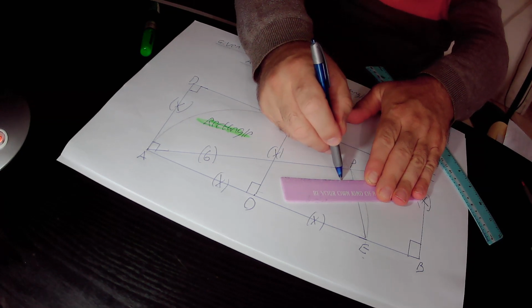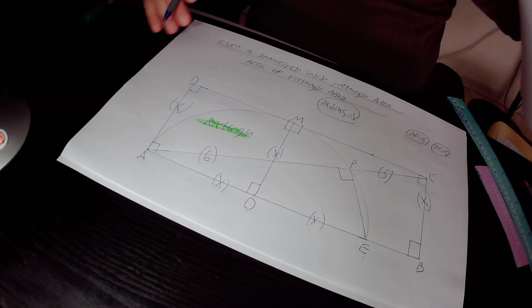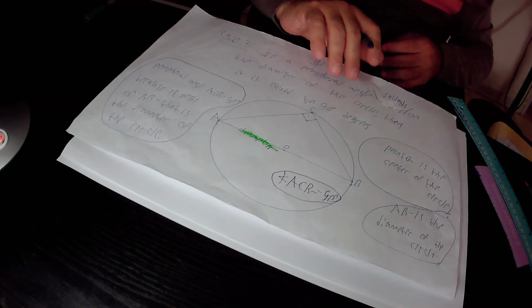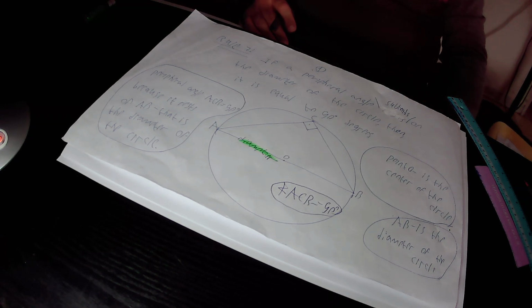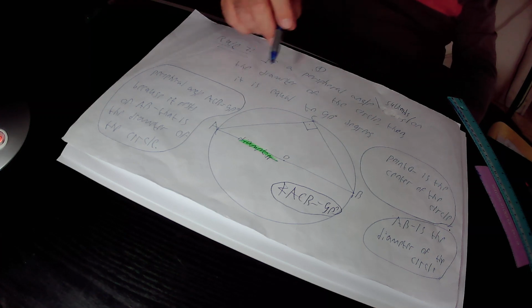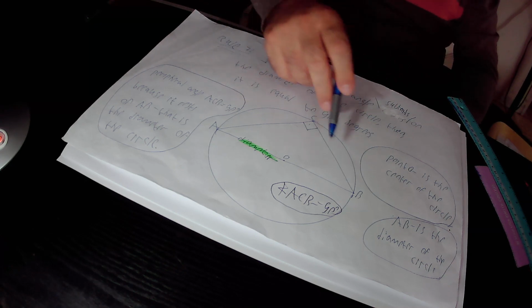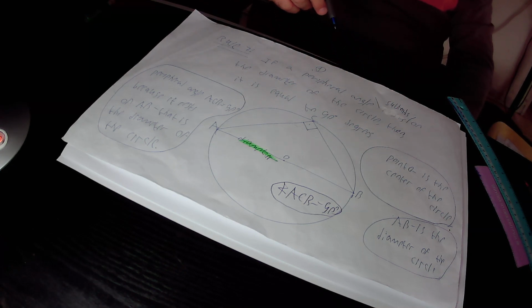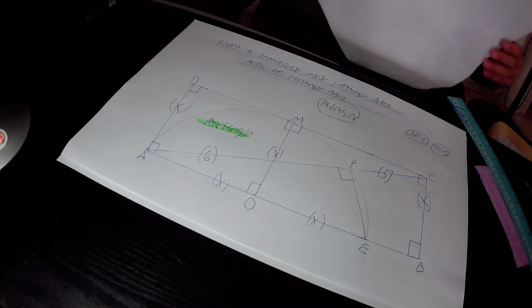So, let me repeat rule 7 quickly. According to rule 7, if a peripheral angle subtends on the diameter of the circle, then it is equal to 90 degrees. For example, here we have a circle. AB is the diameter of this circle. This is peripheral angle ACB that subtends on AB, that is the diameter of this circle, and therefore peripheral angle ACB is equal to 90 degrees in size. Actually, we already implemented rule 7 in our drawing.